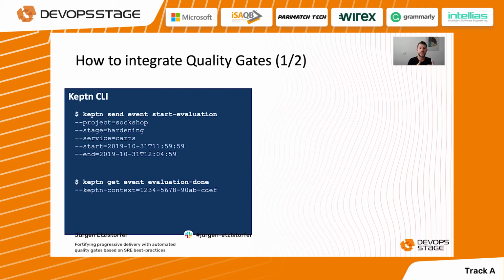Maybe here is a little side note. Captain is organized in a way that you add the SLI and SLO file to a stage in the service. So if you want to evaluate for production, you can define your very own quality gate, and it might be very different than if you're evaluating in pre-production or in the testing scenario.